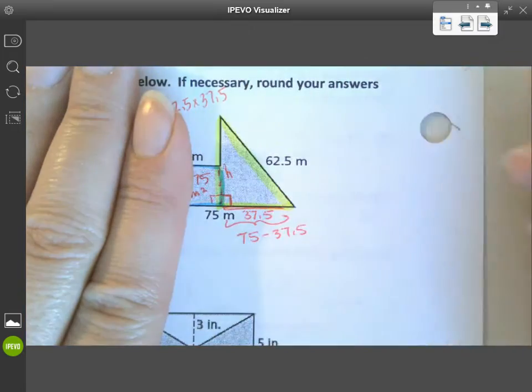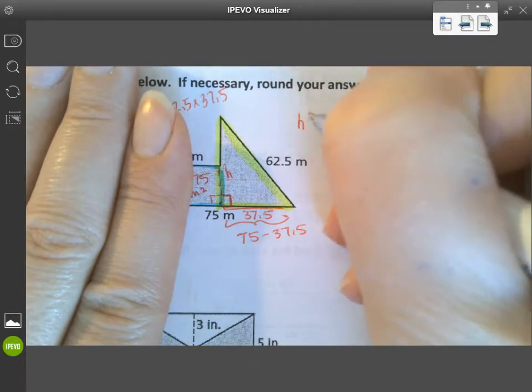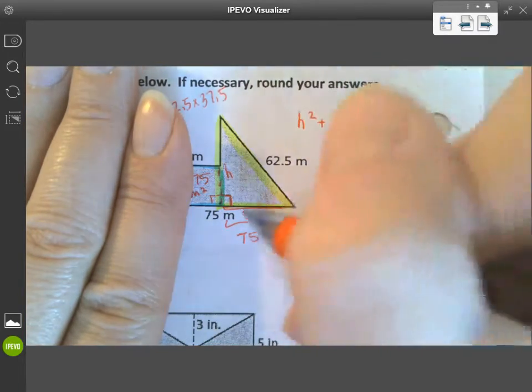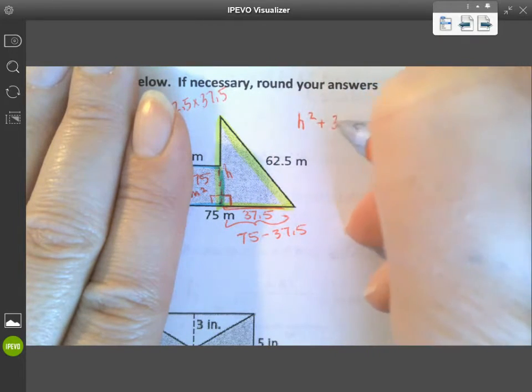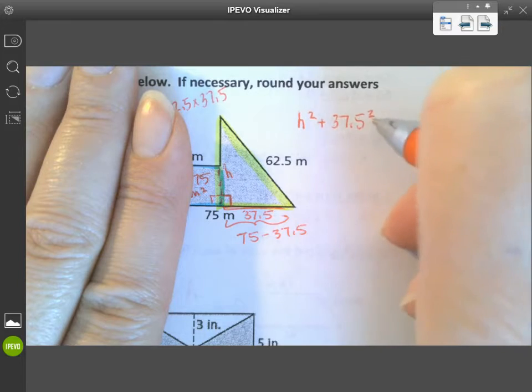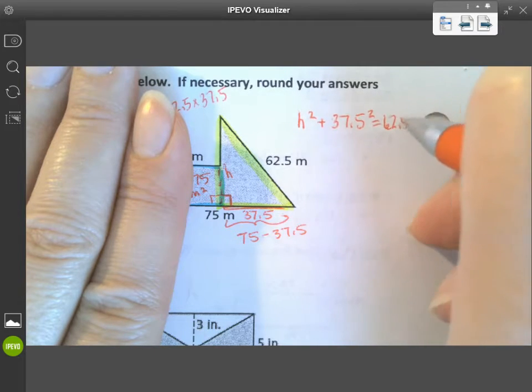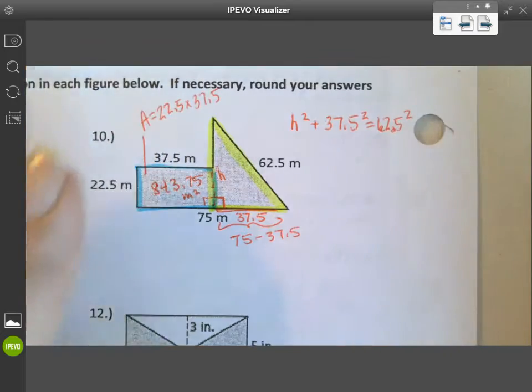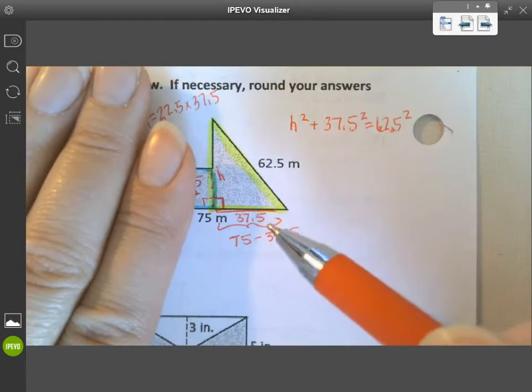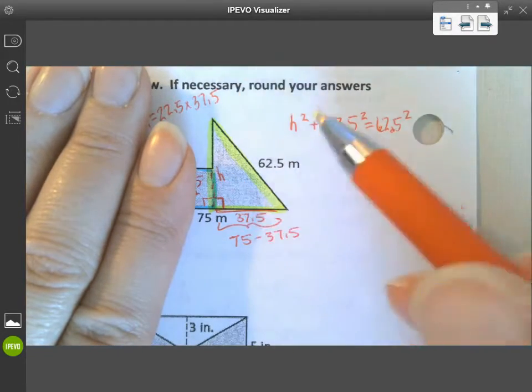This is my height. So it's going to be h squared plus, so the leg squared plus the leg squared, so plus 37.5 squared equals 62.5 squared. And it is a very common mistake. So I can't stress that enough. You can't just throw these numbers in. The leg and the leg equals the hypotenuse.